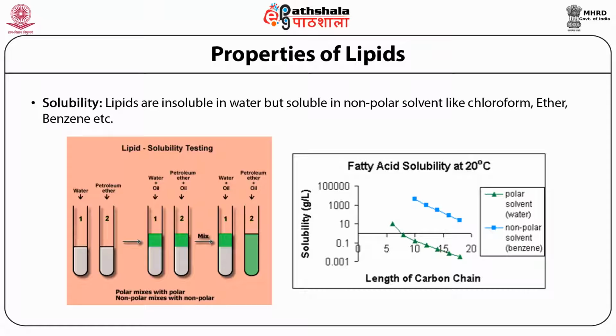The graph between the polar solvent and the non-polar solvent also shows the length of the carbon chain present in the lipids and the solubility correlation. From the graph, it is evident that those lipids which are dissolved in polar solvent, the solubility index is poor as compared to those which are dissolved in non-polar solvents.